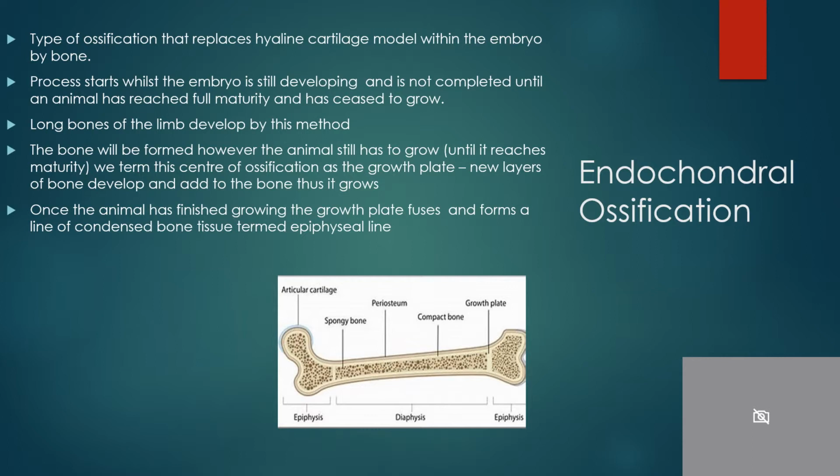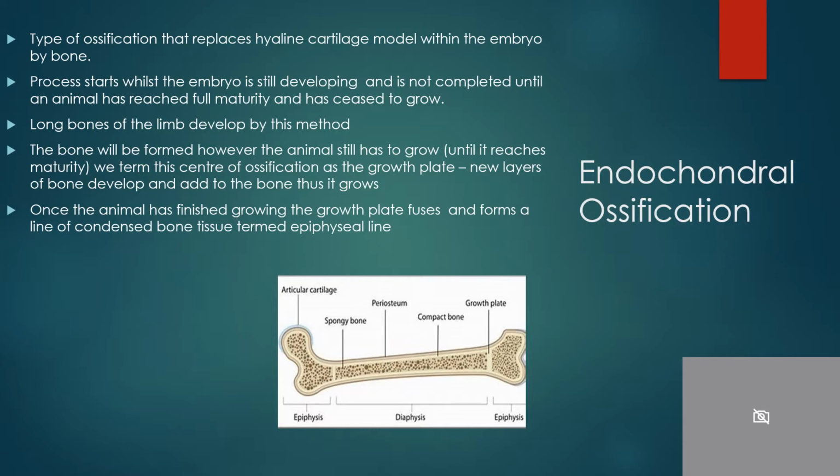Endochondral ossification is a type of ossification that replaces hyaline cartilage model within the embryo by bone. The process starts while the embryo is still developing and is not completed until an animal has reached full maturity and has ceased to grow. The long bones of the limb develop by this method.